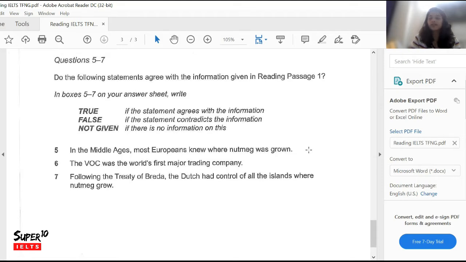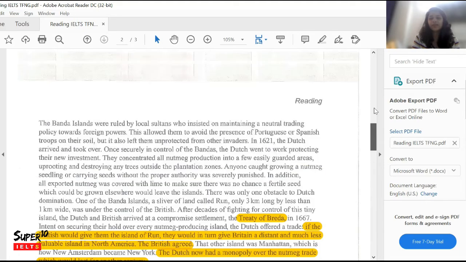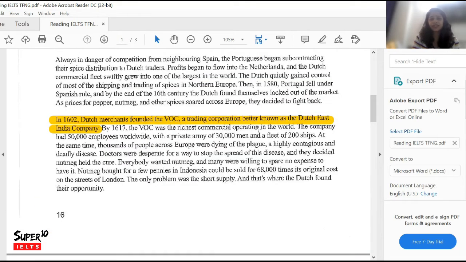The VOC was the world's first major trading company. What do you do? First, you locate the answer, which is pretty easy. You can locate your answers just by looking at the synonyms, the words. Always understand that in your reading passage, they will not give you the exact words sometimes. The VOC is something that you can't change. VOC will stay VOC. Was the world's first major trading company. So it will talk about trading company. So it will be easy for you to locate the answer. Where is it that it talks about trading company? You will be able to locate the answer, which is here, VOC trading company.